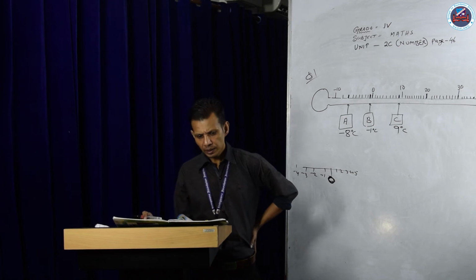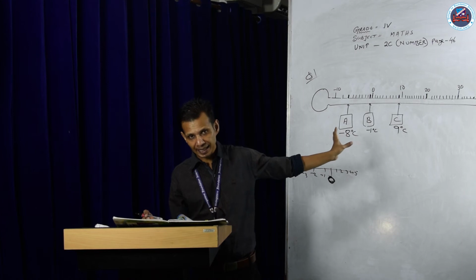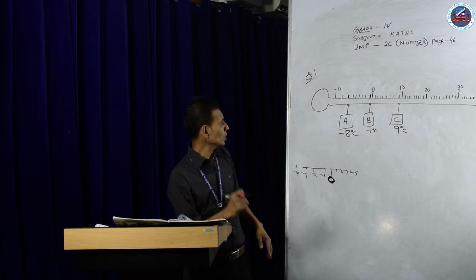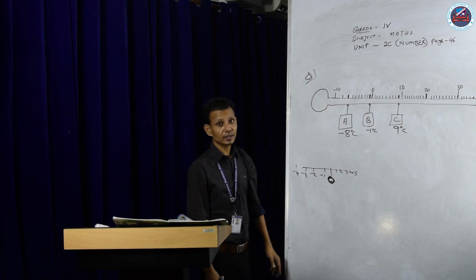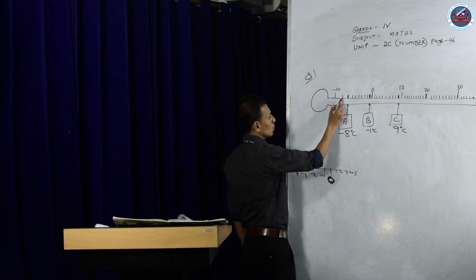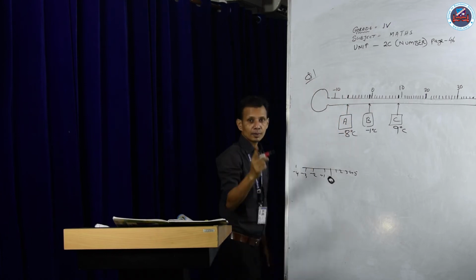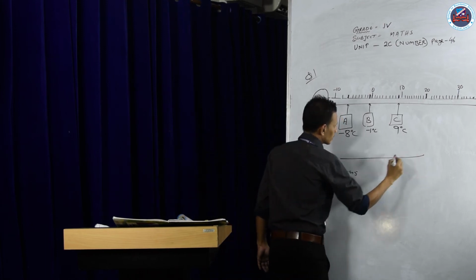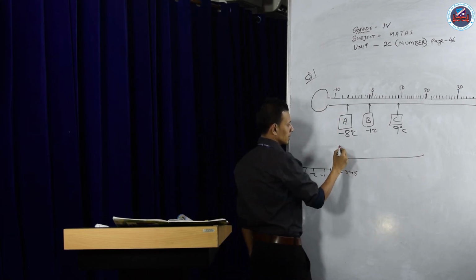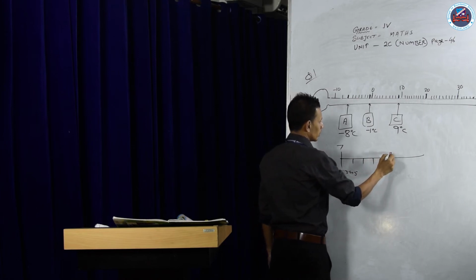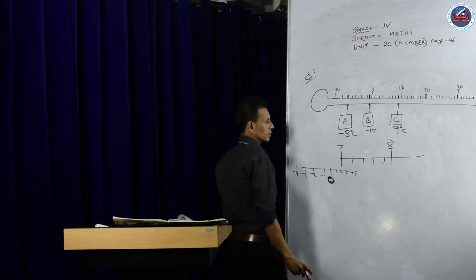Now question number 2. Similarly, apply this method. It is not necessary that between two numbers there are always 10 divisions. For example, here it is 10, of course: 1, 2, 3, 4, 5, 6, 7, 8, 9, 10. Sometimes you might get this type of number. Suppose this is 7, then 1, 2, 3, 4, and this will be 8.